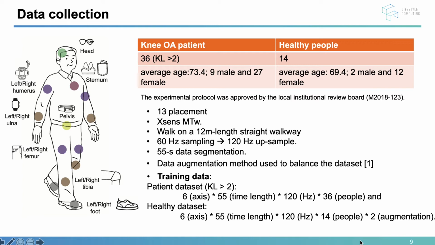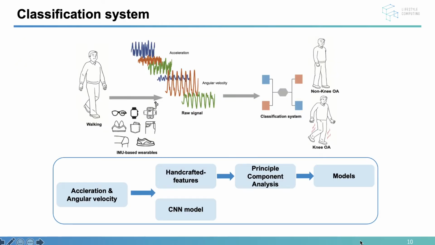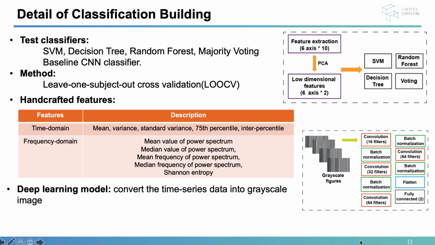The total pipeline is shown here. Basically, both handcrafted features and deep learning methods were used. For the handcrafted features-based classifier, the SVM, decision tree, random forest, and the majority voting classifier of these classifiers are used. The typical handcrafted features we used in the human activity recognition system were extracted from the acceleration and angular velocity signals, and principal component analysis was used to decrease the feature dimensions to 2.